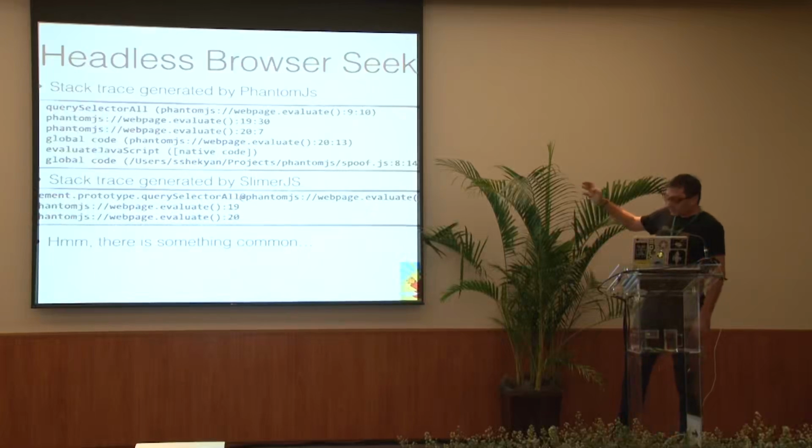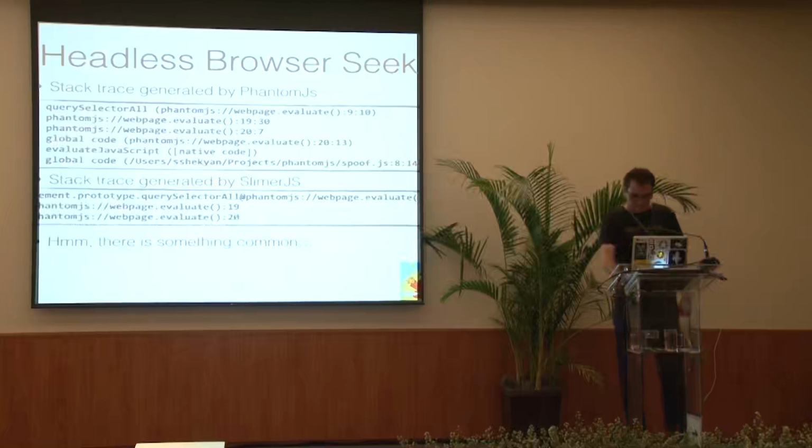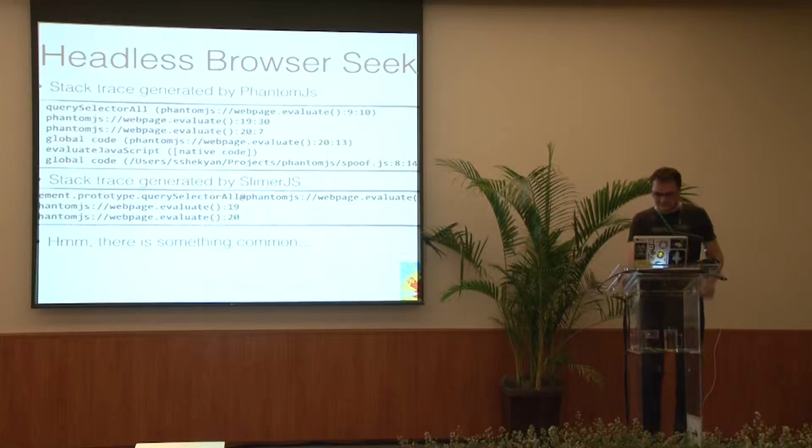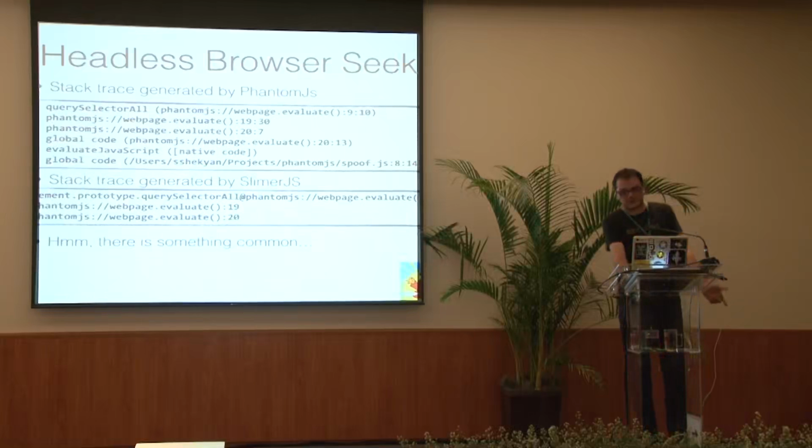Stack traces for exactly the same JavaScript error. I think it was a type error. We don't see type error anywhere, but I know that it was a type error. Stack traces are completely different, but there is something common. Both stack traces contain PhantomJS somewhere. So what can be done? You can simply look for PhantomJS in the stack trace.